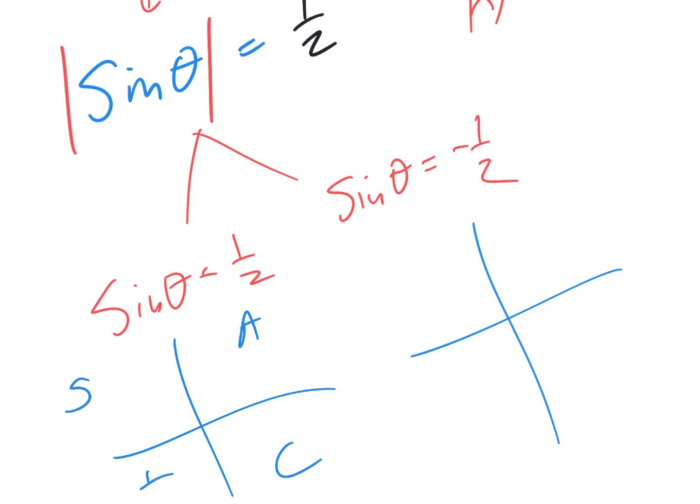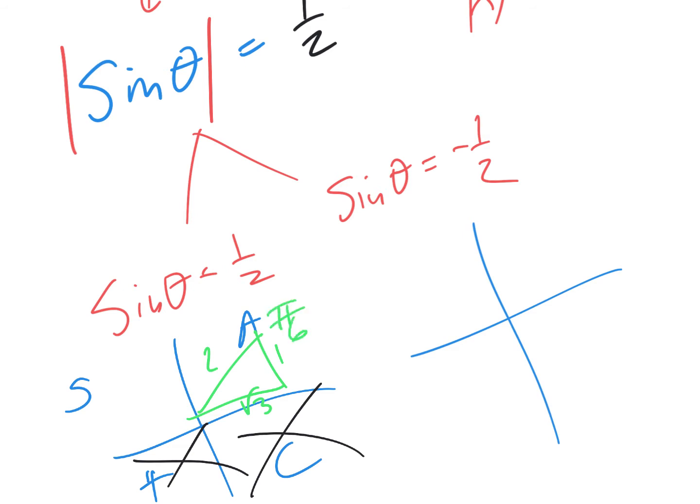ASTC. Sine's positive, so it can't be here and it can't be here. This is not an inverse sine question, so I actually have to do both. Sine is opposite over hypotenuse. And that's a 30-degree angle. So then that's pi over 6. So the answer is pi over 6. Well, that's one of the answers.